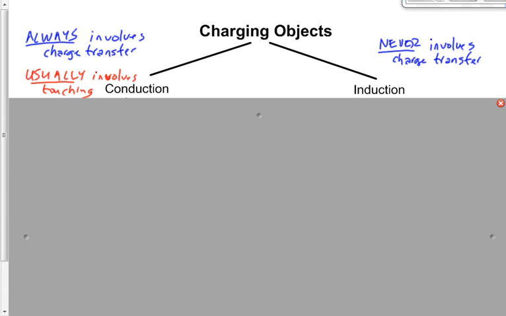Every once in a while, if the potential difference on you, the charge buildup on you, is strong enough, you can walk up to somebody and shock them when your finger is 2 or 3 millimeters away from their body. They don't actually have to physically touch. It's like they're touching. They're close enough that the charges will just move from one to the other. Conduction always involves a charge transfer. It usually involves touching. Induction never involves a charge transfer and never involves touching.